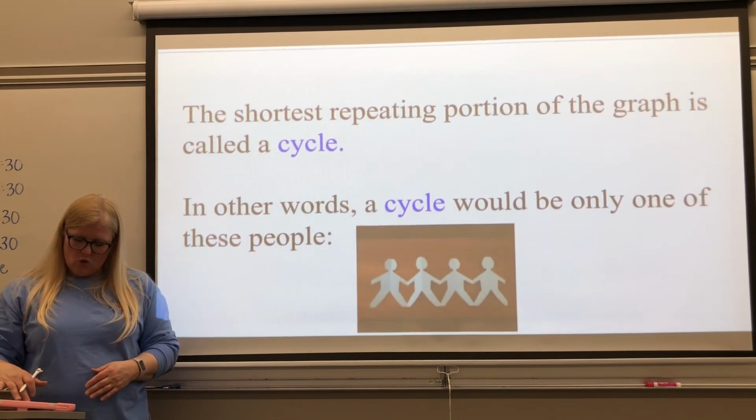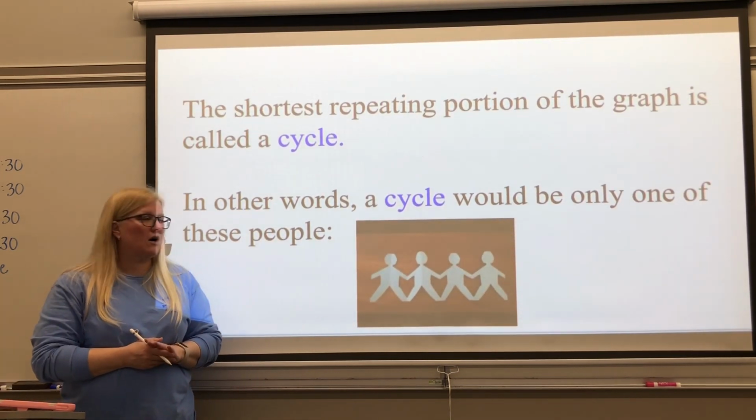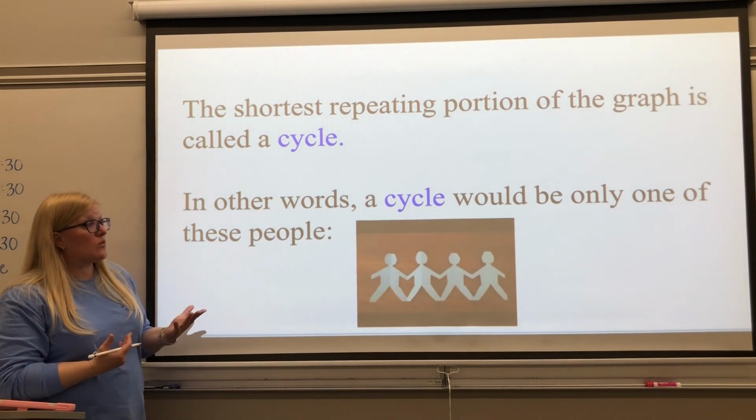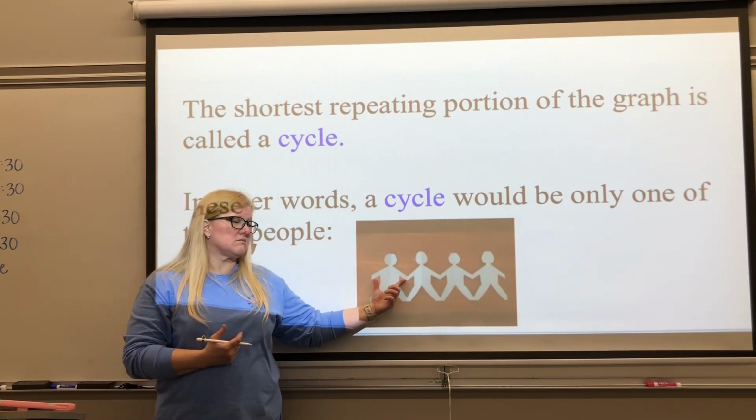All right, the shortest repeating portion of the graph is called a cycle. So in other words, a cycle would be only one of these people. Okay, this is a cycle.